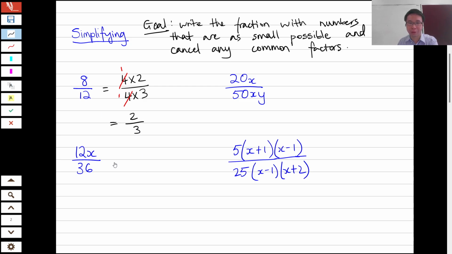So let's do the second example now. Here, I've got 12x divided by 36. My goal is to simplify. So the question I'm asking is, is there a common factor to the top and to the bottom? The answer is yes. There is a common factor of 12. So I can write this as 12 times x divided by 12 times 3. And again, I'm noting the common factor of 12, so I can now cancel. And this leaves me with x divided by 3.